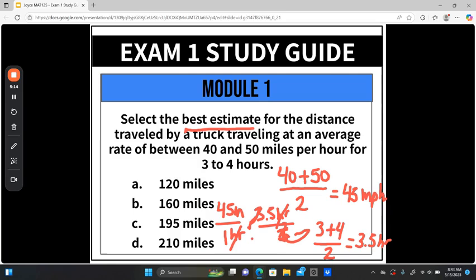Now the last step, well, almost the last step that we have to do, we need to multiply 45 miles times the 3.5 hours. And when we do that, we get 157.5 miles. Now, I'll remind you that the question is asking for the best estimate. So this is probably not going to be any of our answers, as you can tell. But what we can do is we can round this answer to see if any of these will match.